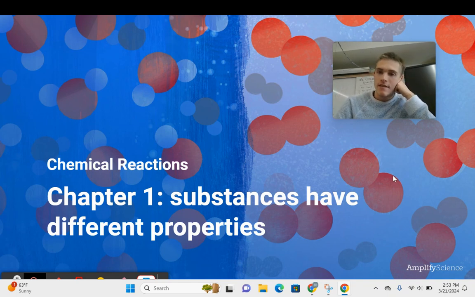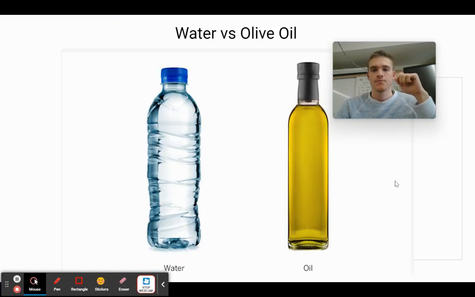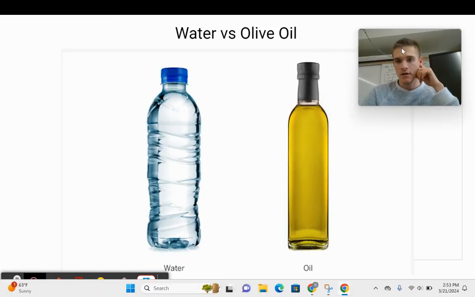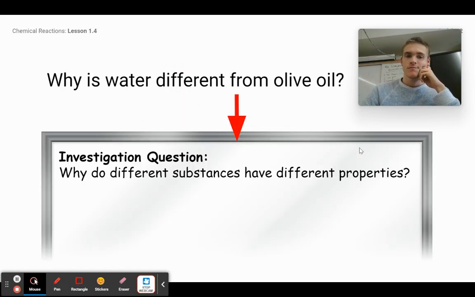Today we're doing Chemical Reactions Chapter 1. We're learning about, first, how substances have different properties. Let's look at water versus olive oil. These are both things found in your kitchen. We drink water and we cook with olive oil. But what makes them different? Why are they so different from each other? Why is water different from olive oil? Why do different substances have different properties?